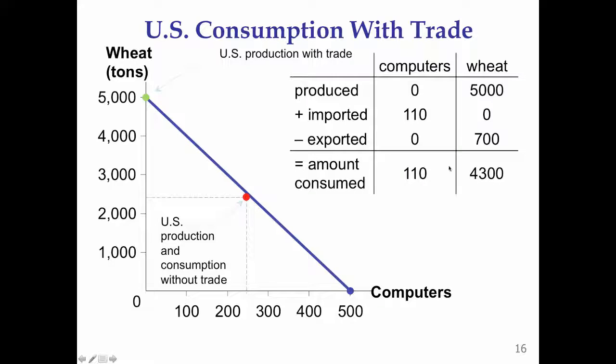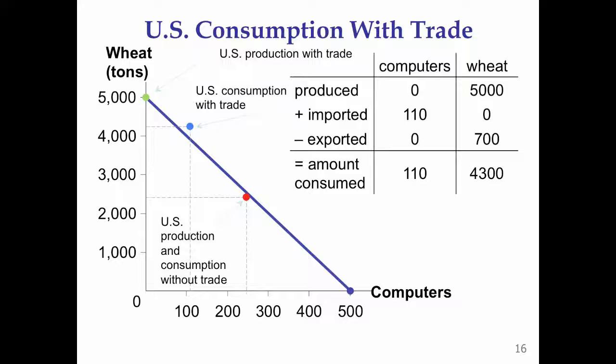What I want to do is plot these numbers on this graph. If we do that, 4,300 tons of wheat and 110 computers, we get this point right here. So this is the US point of consumption if it trades with the UK. And again, the comparison is to compare this point to without trade. How do I know that this is a better place to be than this? Because when you compare the two, the with-trade position is fewer computers but more tons of wheat.